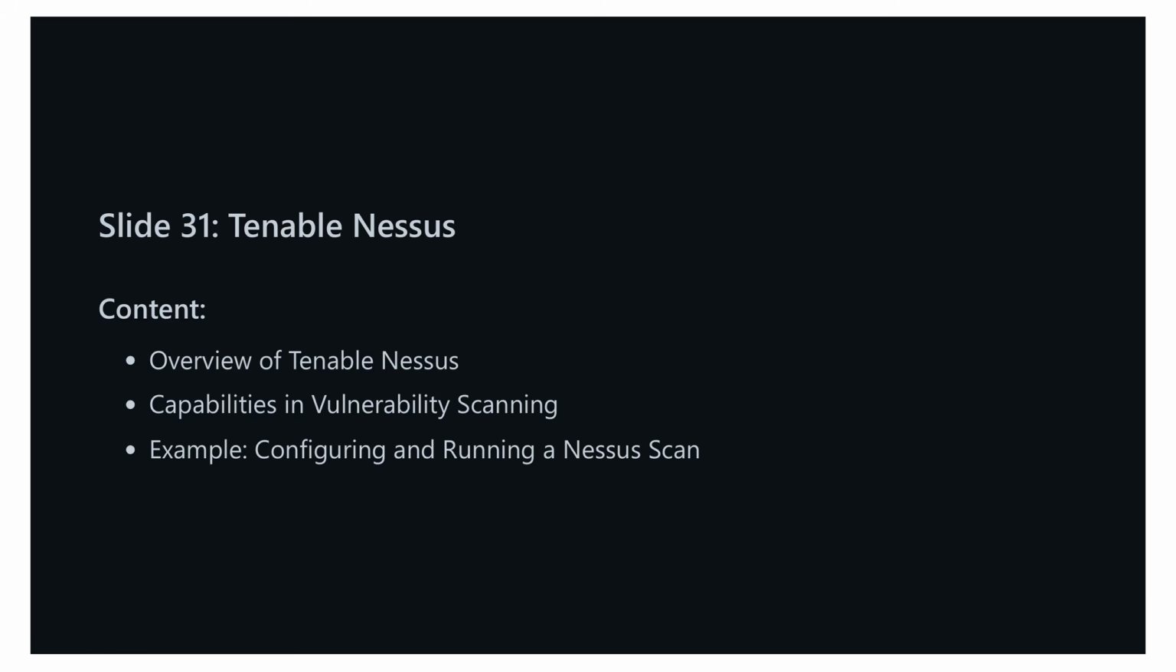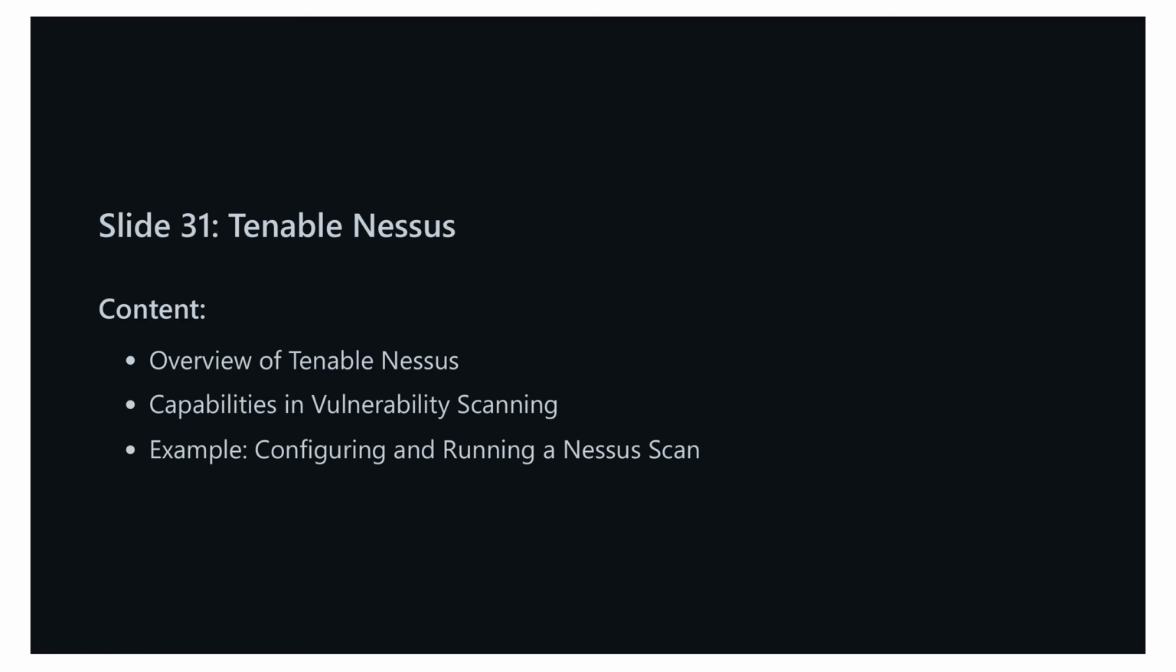Let's now move on to Tenable Nessus, which is another crucial tool in our cybersecurity toolkit, particularly for vulnerability scanning. Nessus is a highly regarded tool for identifying vulnerabilities within your network. It provides comprehensive scanning capabilities, enabling users to detect a wide array of potential security issues, from outdated software and missing patches to configuration errors that could be exploited by attackers. In the following example, we'll walk through configuring and running a basic Nessus scan.